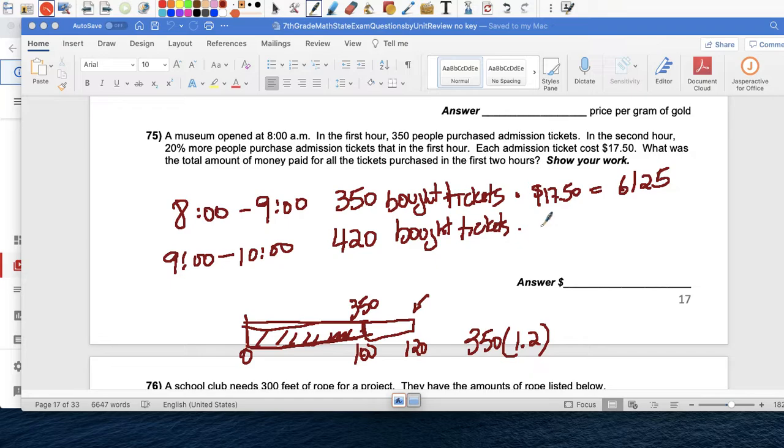And we're going to multiply that by 17.50. 420 times 17.50 gives us 7,350. So what was the question? What was the total amount paid? We add these two. $13,475 were spent in the first 2 hours.